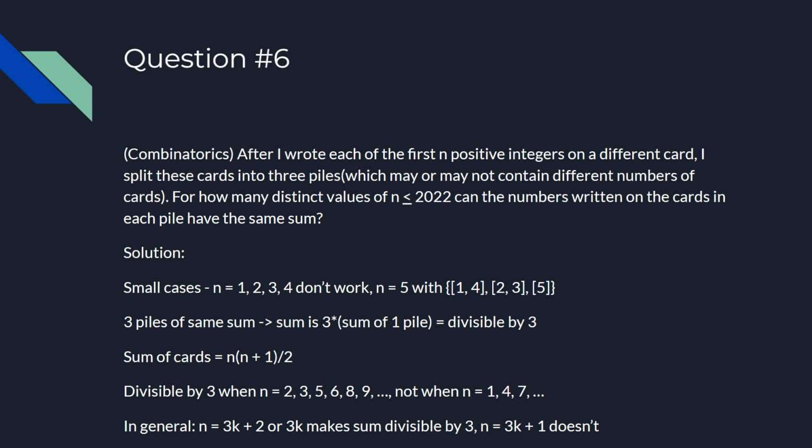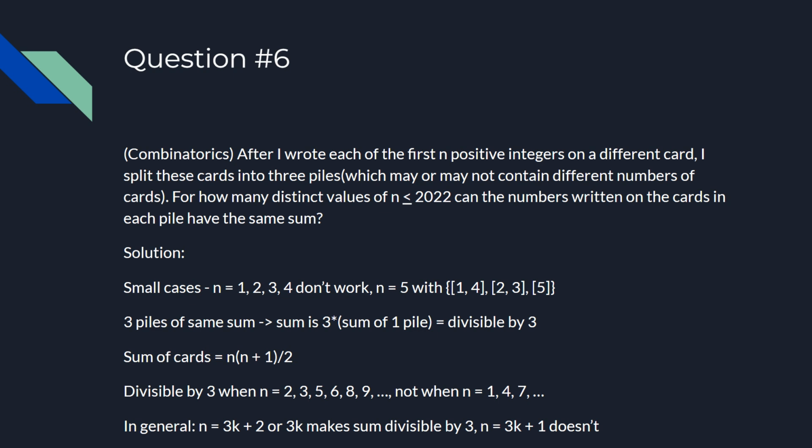But just know that we have to split the cards into 3 piles such that each pile has the same sum as the others. We don't know what the common sum is, but it has to be an integer. If you multiply that common sum by 3, the sum of all the cards has to be divisible by 3. But what's the sum of the cards?